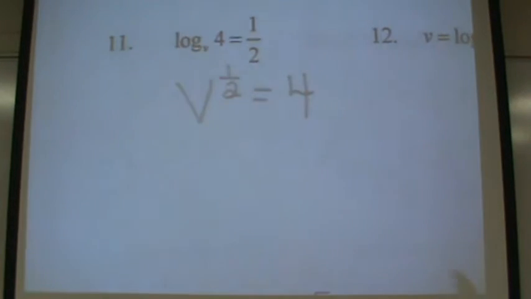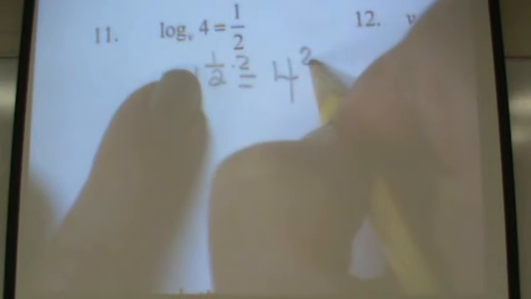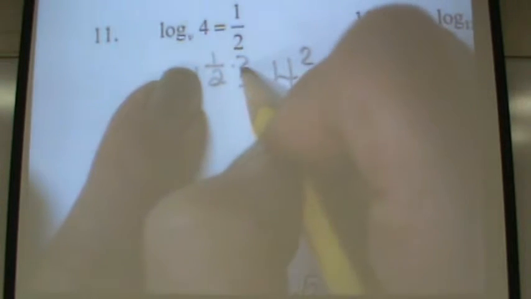What does that mean? I don't know. What would I have to raise this by to get to four? To get a 1? Oh, 2. Good, 2. So what do I do with this? Square both. Yeah, because 1/2 times 2 is 1.